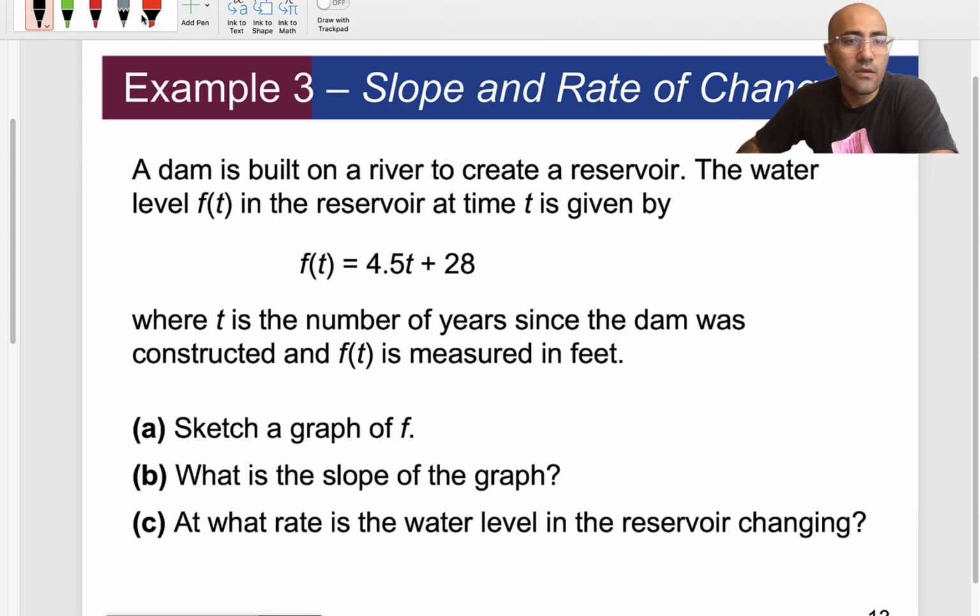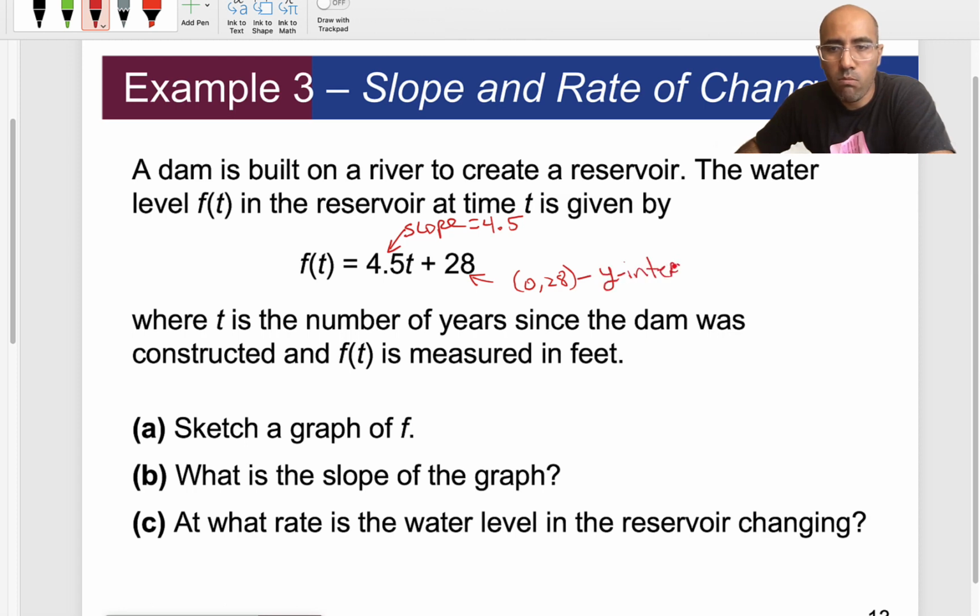The graph is a line where this is the slope. Slope is equal to 4.5. And this helps me find the y-intercept. 0, 28 is the y-intercept. So just as a rough sketch here, I don't have to draw a super pretty one. I know it's got a positive slope. I know the angle is going to be this way. And I go through the point 0, 28. So I don't know, maybe something like this, where this point right there is the point 0, 28.